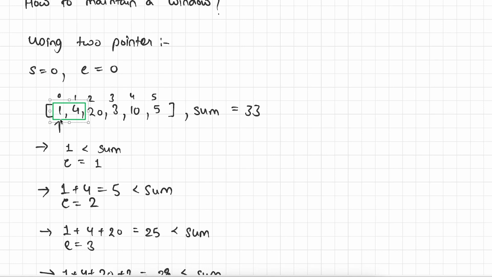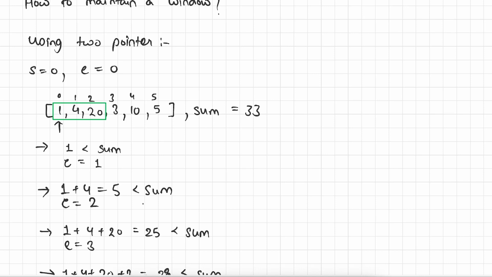Again we find the sum of these two elements. 4 plus 1 is 5. We check if 5 is less than or greater than sum. This time 5 is less than sum, so we again extend the size of the window. Now the window size becomes 3. It includes indices 0, 1 and 2. Again we calculate the sum of these three elements: 1 plus 4 plus 20 equals 25, which is again smaller than sum.